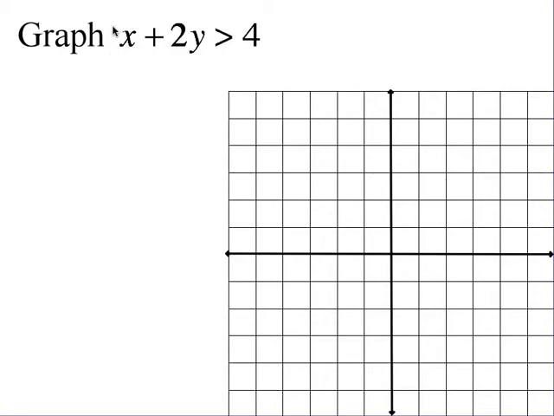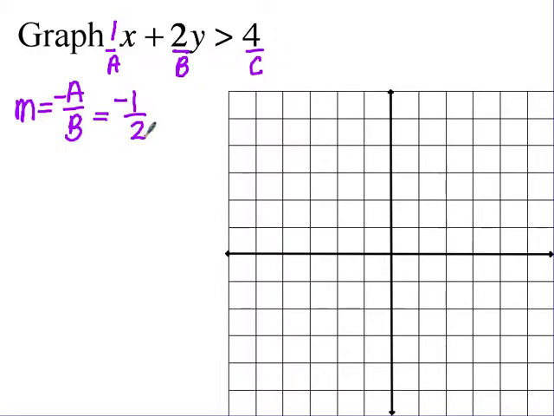If you remember, this is 1x. And so here's my a, here's my b, and here's my c. So I can automatically know that my slope is negative a over b. So in this problem, negative a would be what? Negative 1 over 2. So my slope is negative 1/2. And like I said, if you get this, great, it can save you some time. If you don't, put it into slope-intercept form and solve it.